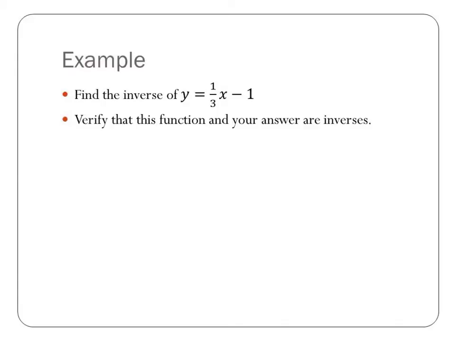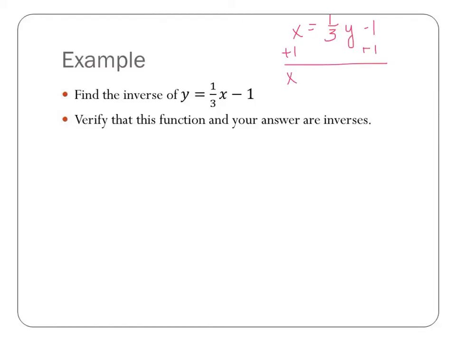So find the inverse and then verify that it is the inverse. Okay, so remember, finding the inverse, you're just going to switch your x and your y. So this becomes x equals 1/3 y minus 1. And then you're going to solve it for y, though, so we'll add 1.